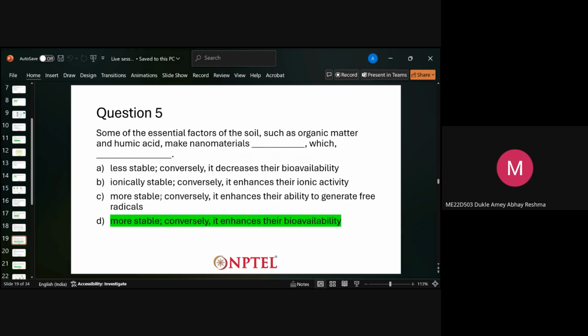So basically, the essential factor in the soil. What this intends to say is that if you are using some organic matter in the soil, it will not affect the nanoparticle performance, but it will actually make it better because it enhances their bioavailability, because it tends to stay longer. It doesn't get a burst release; it gets a sustained release. That is what the question intends to say.